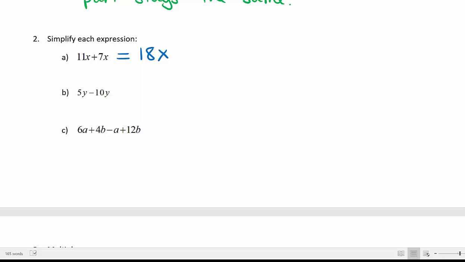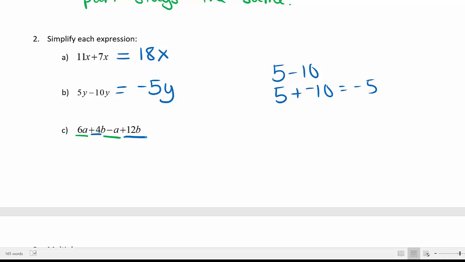Same idea in part B. We add, well, in this case, we subtract the coefficients. 5 minus 10 would be a negative 5. And then the variable part stays the same. In part C, we've got some pairs of like terms. The 6a and the minus 1a are like terms. And then the 4b and the 12b are also like terms. We can add or subtract, now in example C, I have some like terms and some unlike terms. In other words, I see both a's and b's.